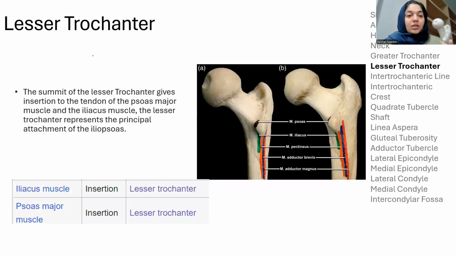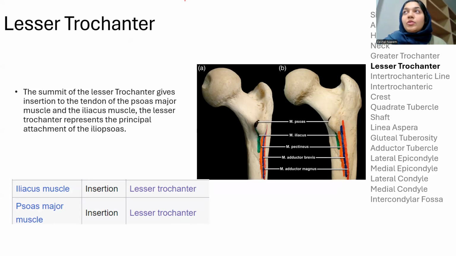Now, the lesser trochanter. The summit of the lesser trochanter gives insertion to the tendon of the psoas major muscle and the iliacus muscle. The psoas major and iliacus insert into the lesser trochanter's summit. The lesser trochanter represents the principal attachment of the iliopsoas.